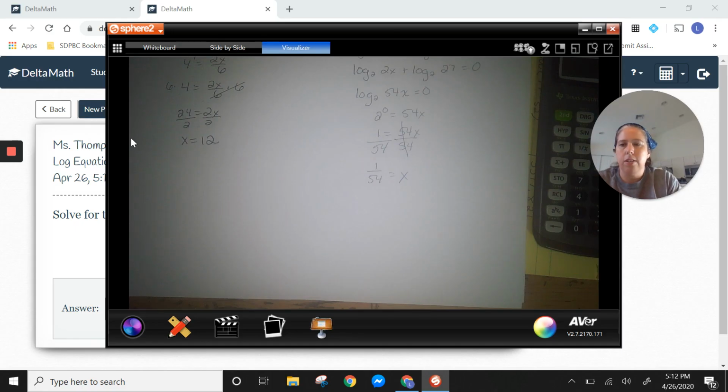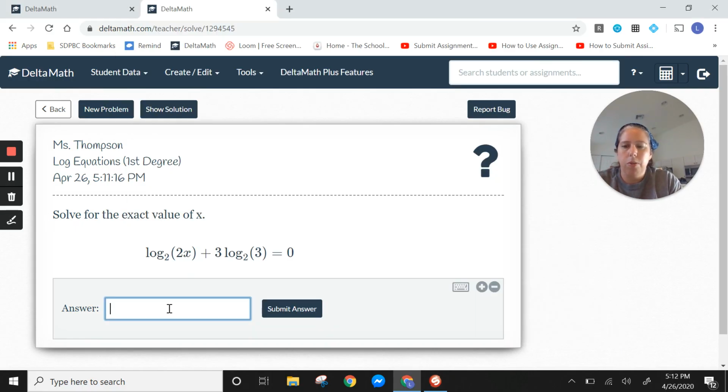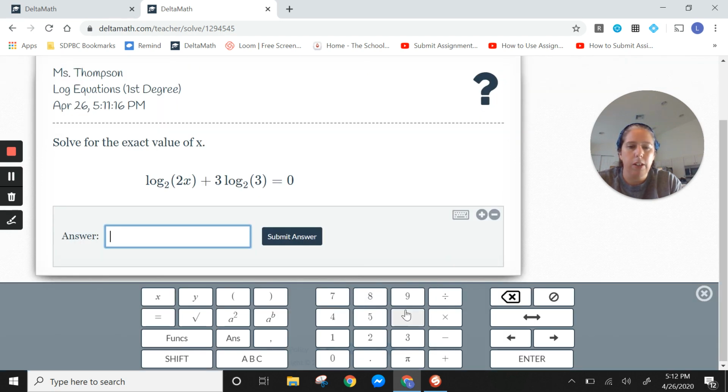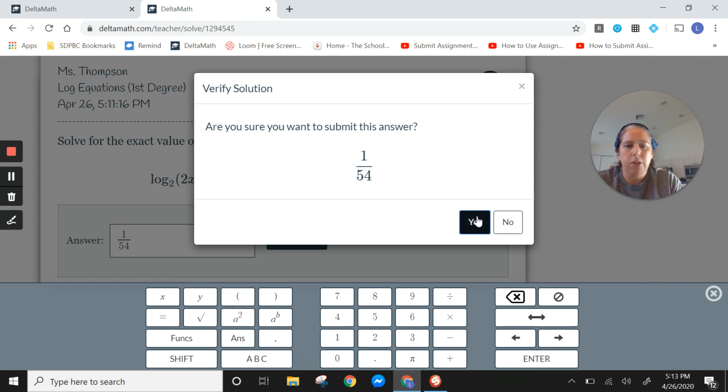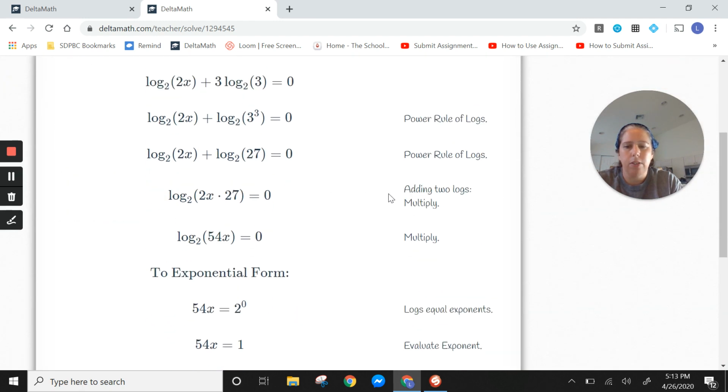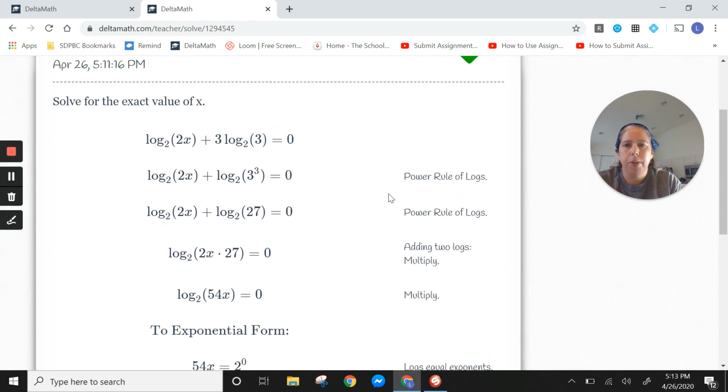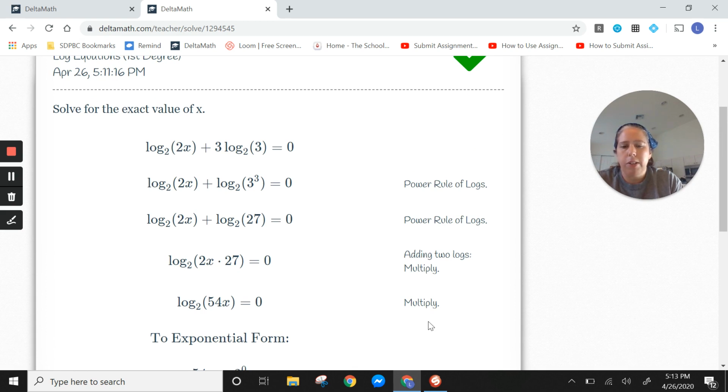All right, so let's go back to Delta Math. Okay, so in my answer, remember you can just use the division bar, or you can actually go in and use the fraction. I don't remember where the fraction was now. Okay, you just use the division bar, the slash bar, that's what I mean. 1 divided by 54, hit submit. Hopefully we did this right. Is that your answer? Yes. Okay, and then there's all your work. All right. Okie dokie. Hopefully everybody's got what's going on.